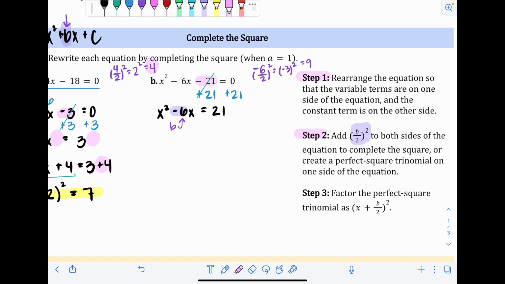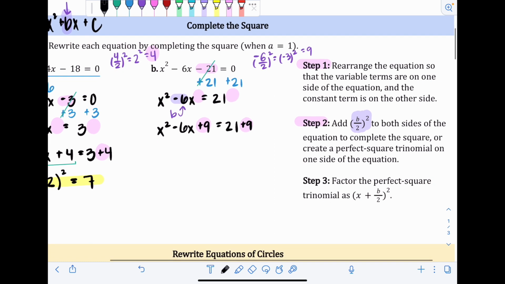So we'd have to add a 9 right here after the 6x, and then also after the 21 to keep the equation balanced. So it'd be x squared minus 6x, and then plus 9 right here, and then equals 21, and then plus 9 right here again, just to make sure the equation stays balanced, because if you add 9 to one side of the equal sign, you have to add it to the other side as well. Okay, so I'm going to show you how to factor both ways.